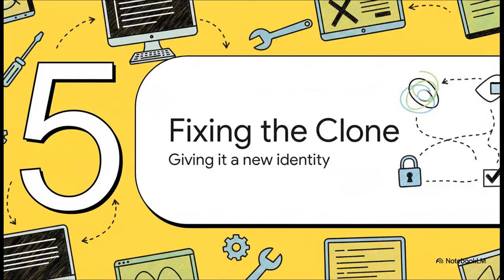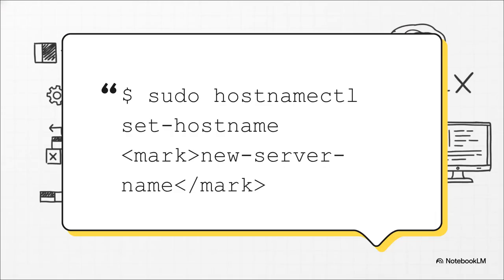Knowing the list is one thing, but you've got to know how to fix it. So let's get our hands dirty and look at the actual commands you'll use to give your clone a brand new identity. First up, the host name. On pretty much any modern Linux system, this is a piece of cake. The command is hostnamectl set-hostname, and then you just type in whatever you want the new name to be. Easy peasy, it's the first step to making your clone unique.